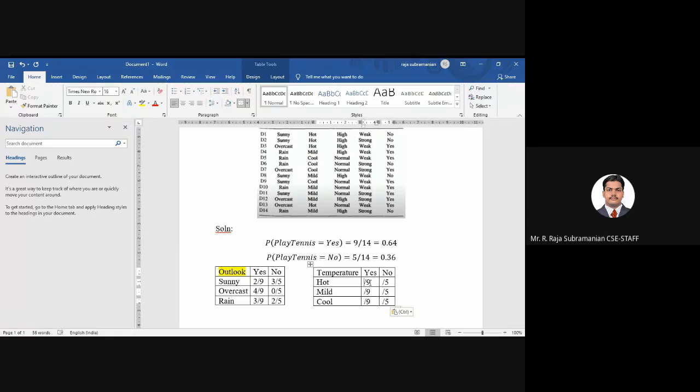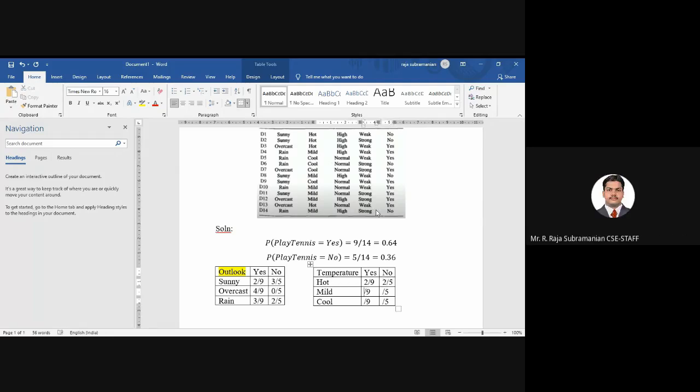For how many hot will I have the values set as yes? Hot is equal to yes for 2 times, so 2 by 9. Then how many no will be there? Hot, no. The denominator total is 5 for no. So out of 5 no's, how many hot is actually no? 1, 2. I could get only 2. Is it 2? 2 by 5, sir.